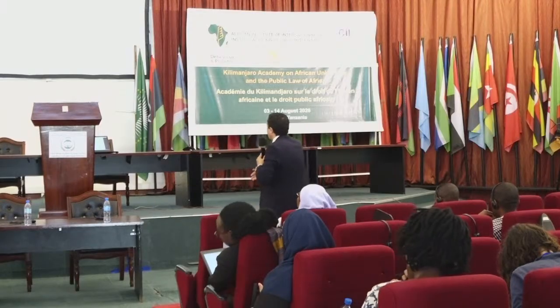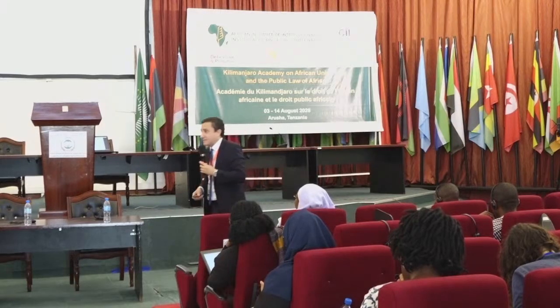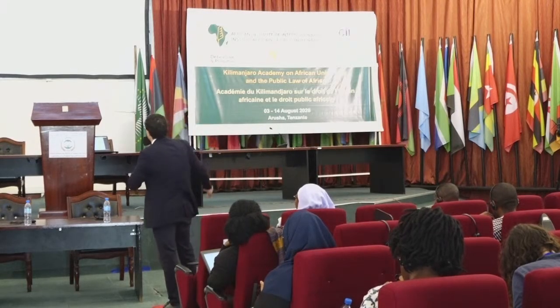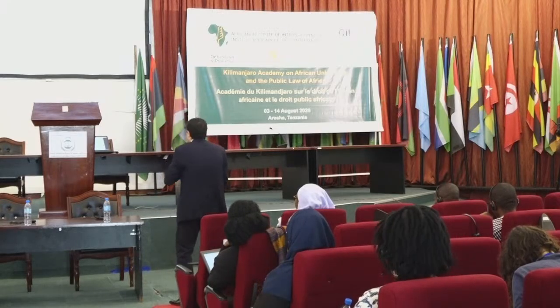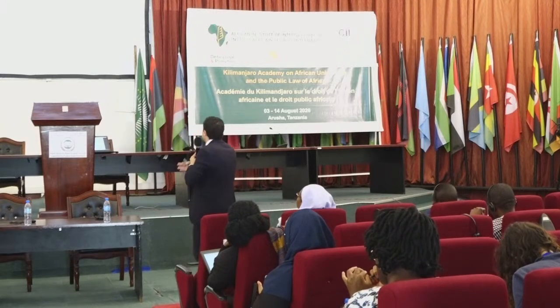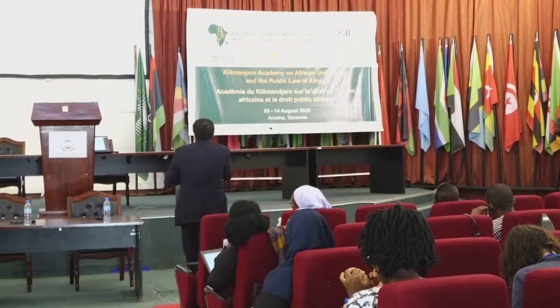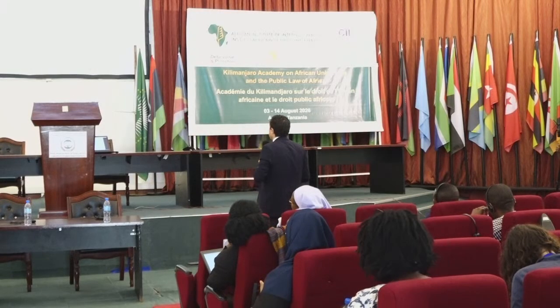Then we have a list as illustration of some kinds of investment in which we find movable, immovable property, shares in company, claims to money, intellectual property rights, business concession, and contract, including concessions and contract related to the natural resources. All of them are considered as protected investment. As you see, this notion is extensive. Everything is considered as an investment.